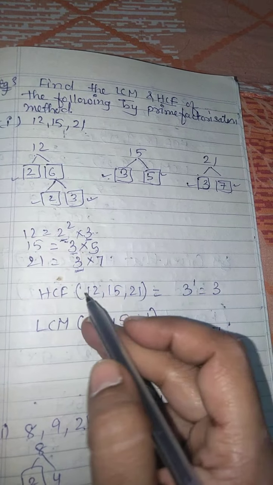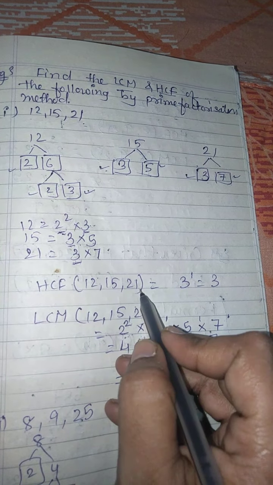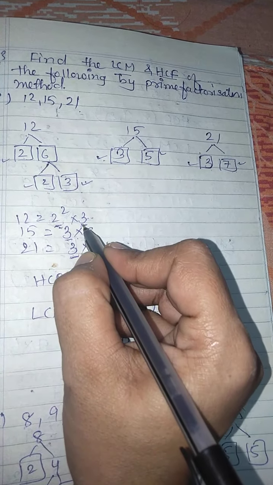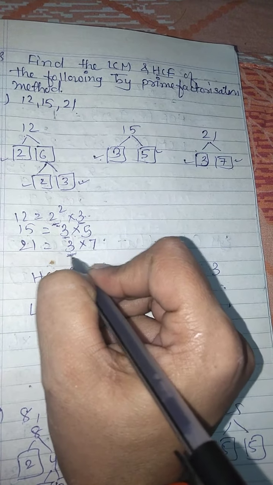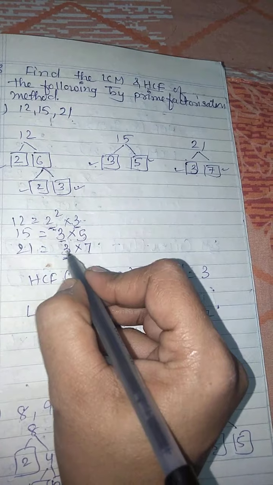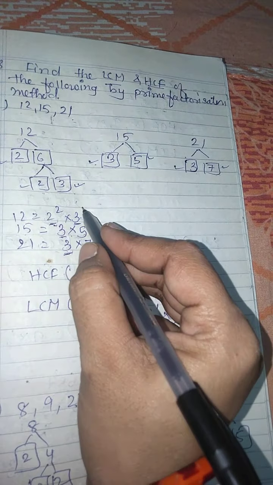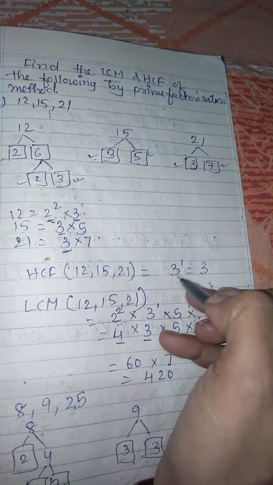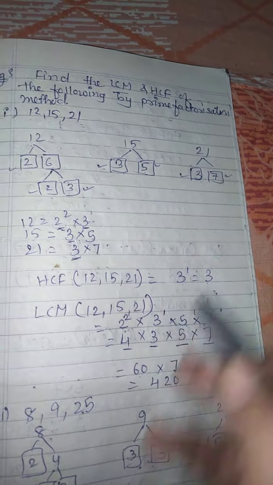So we will find first HCF of 12, 15 and 21. So which base is common? So 3 is present in all the 3 numbers. So we will write 3. And all the power is 1. So 3 raised to 1, that means 3.